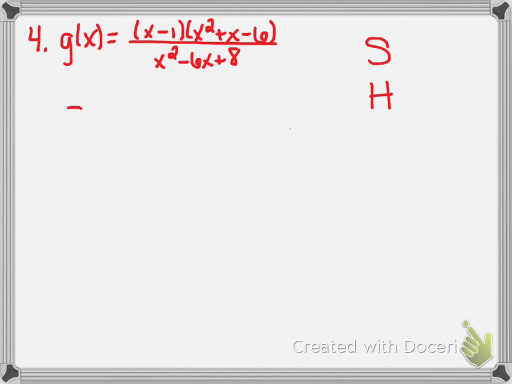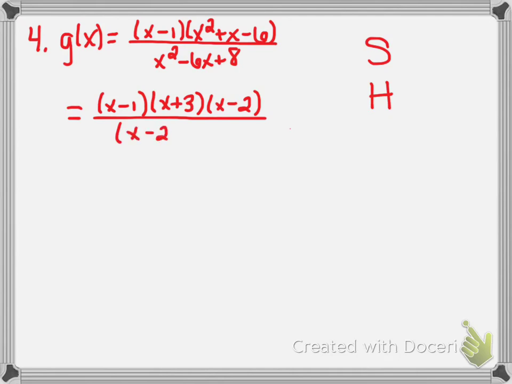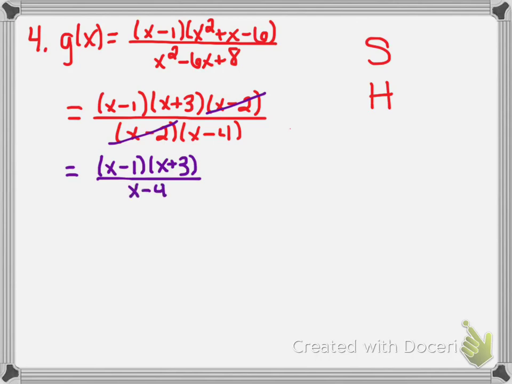So we start trying to simplify. The x minus 1 is already in factored form, but the quadratic next to it does factor. It factors as x plus 3, x minus 2, and the quadratic in the denominator also factors. It factors as x minus 2, x minus 4. And so what that means is that the x minus 2's are going to cancel. So this is the first time that we are actually able to truly simplify an equation. And so our simplified equation has these 2 factors left in the numerator, and it has this factor left in the denominator.